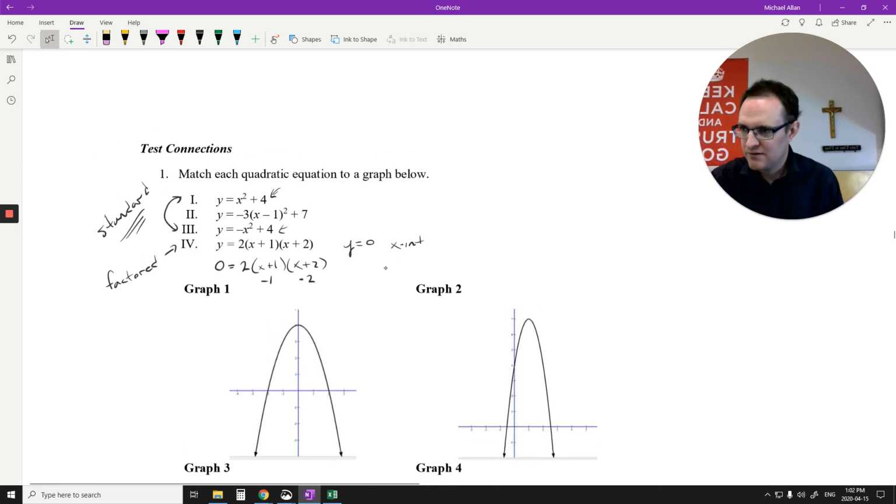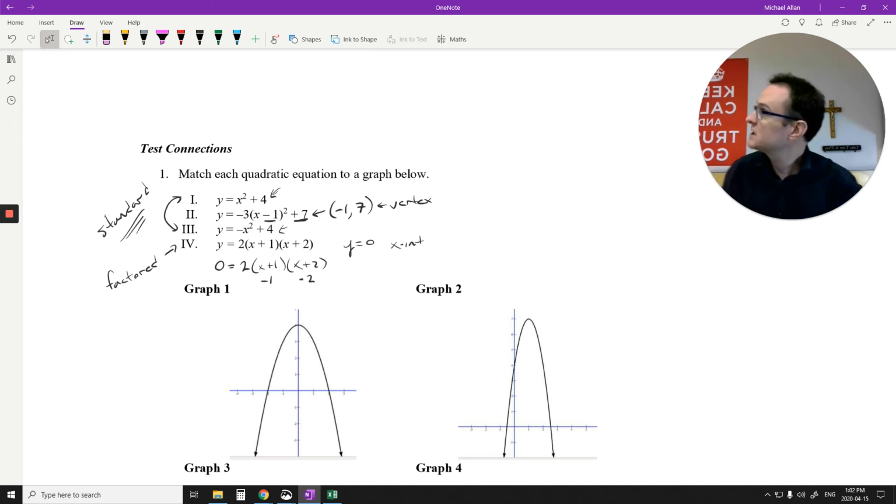I don't know if you guys remember vertex form from previous classes. Vertex form helps us find out where the vertex of a quadratic is. These two numbers here, the -1 and the 7, that is your vertex. That's what this standard form is.